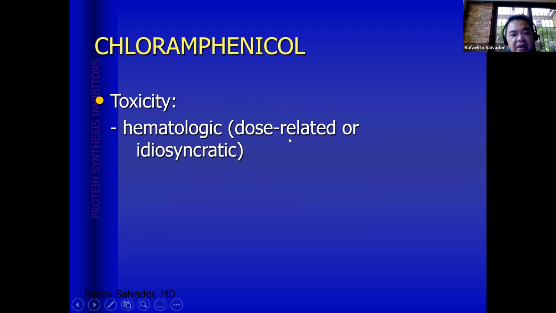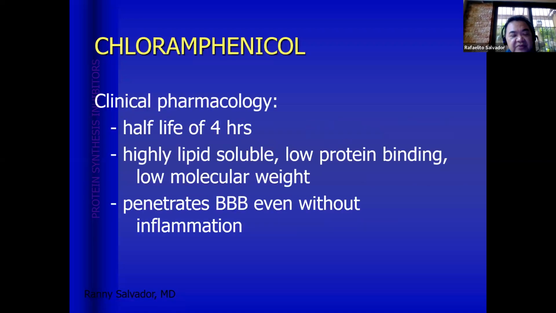Hematologic, there is aplastic anemia, in Caucasians. And chloramphenicol, if you look at this, is given every 6 hours. So if you have a typhoid outpatient, for treatment you might as well give your ciprofloxacin. Even cefixime can treat typhoid patients.